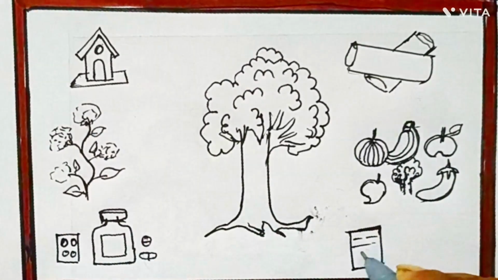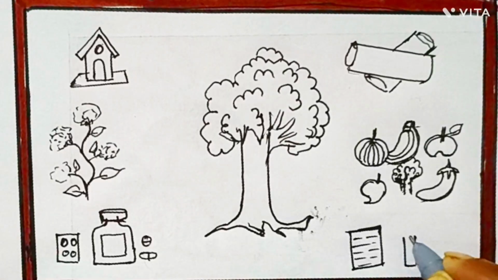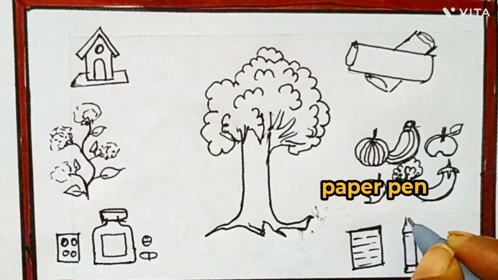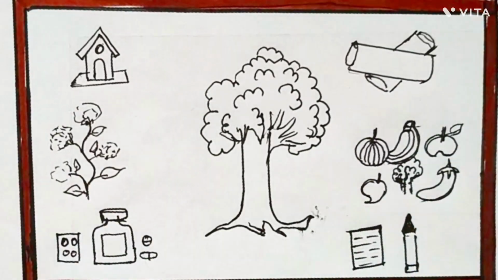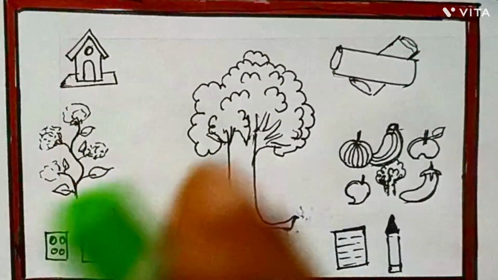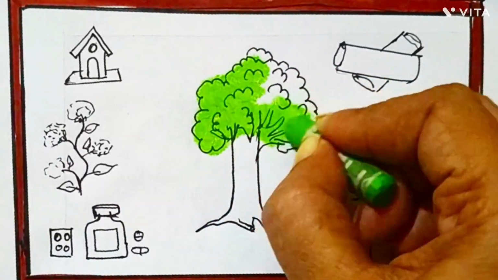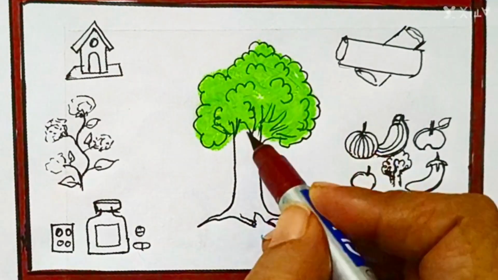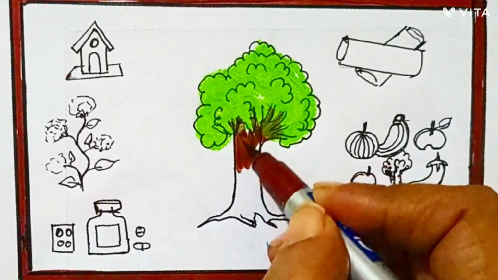Trees give us paper, books, notebooks, and pencils. Pencils are often made from products from trees. Then color all the pictures step by step.